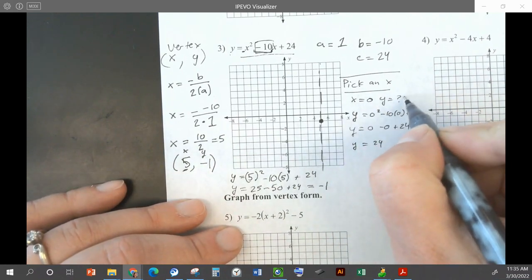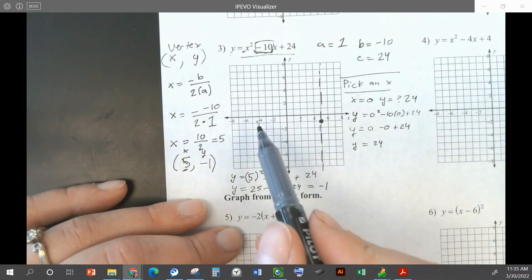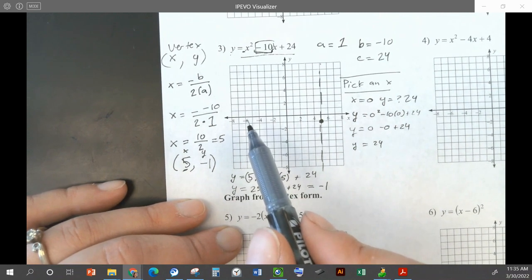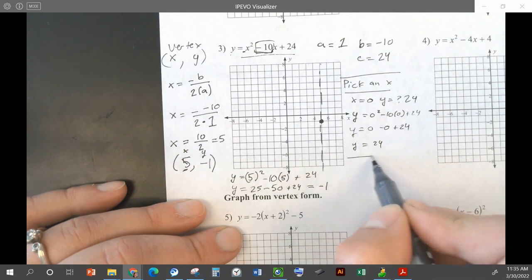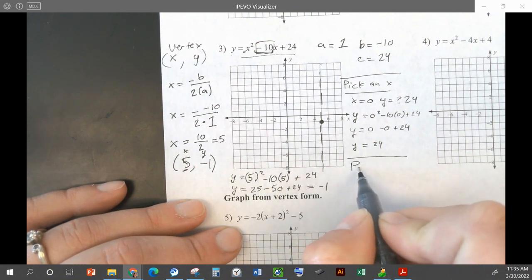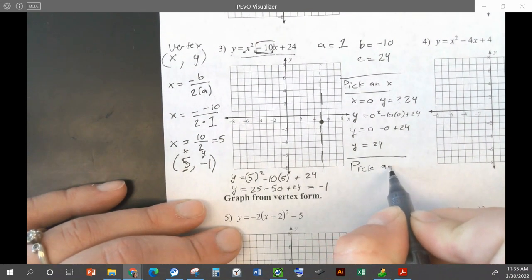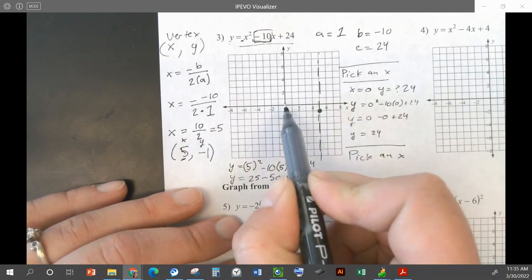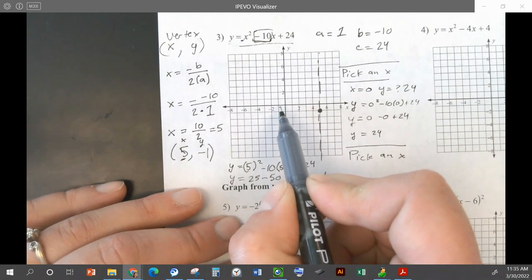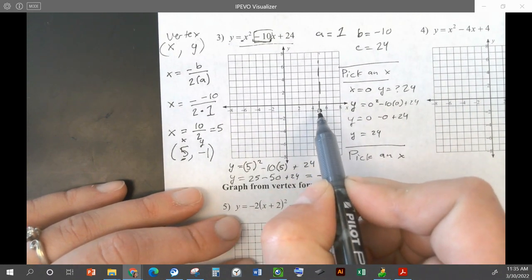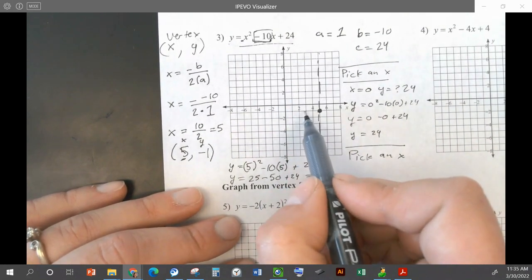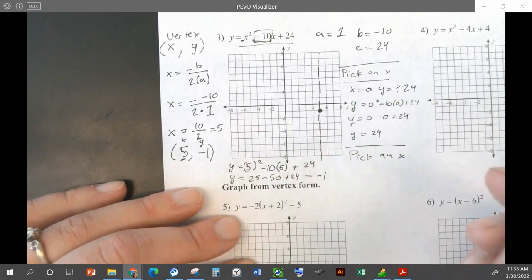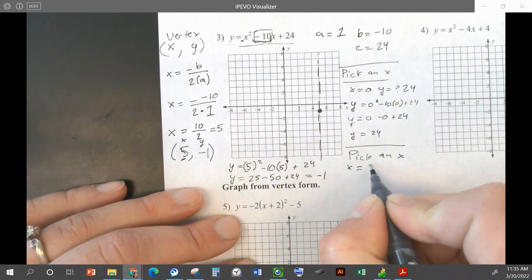So if x is 0, y is 24. That's not going to fit very well on our graph. So we might have to pick a different x this time. Let's try another one. Pick an x. Good. Our strategy is, if 0 doesn't fit, try one closer to the axis of symmetry. So 3 would be closer than 0. So let's pick x is 3.